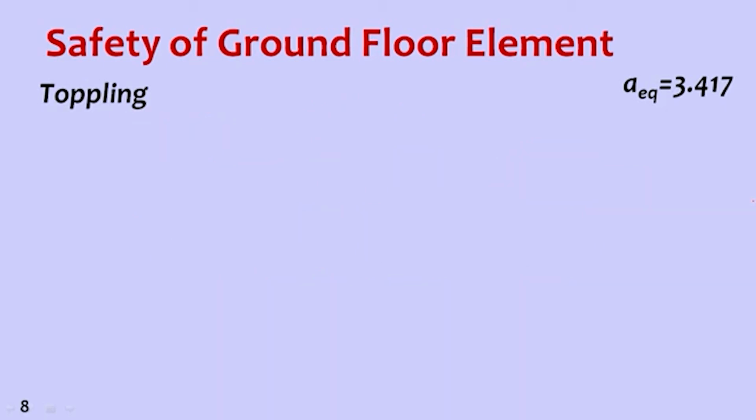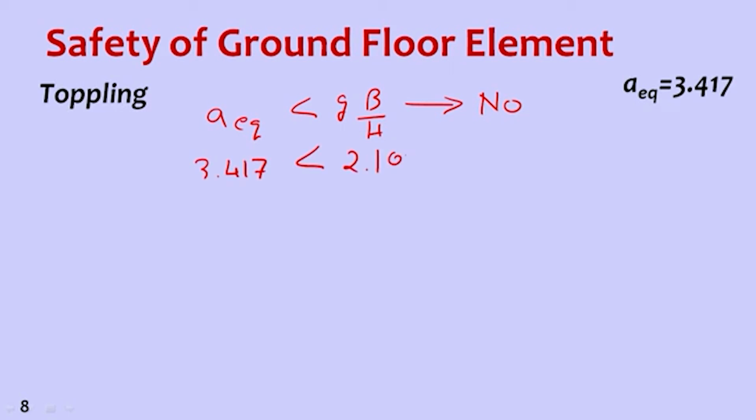Now let us move to toppling. For toppling, we have AEQ less than g B by H, which is already not satisfied. This condition is no. We have the value 3.417, which is not less than 2.102. Hence this is no.